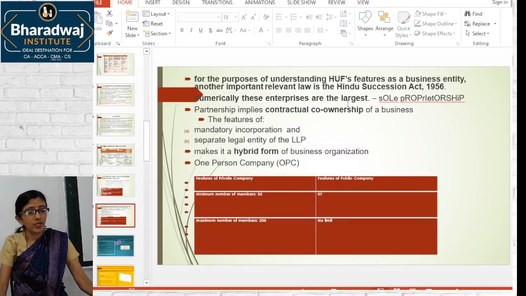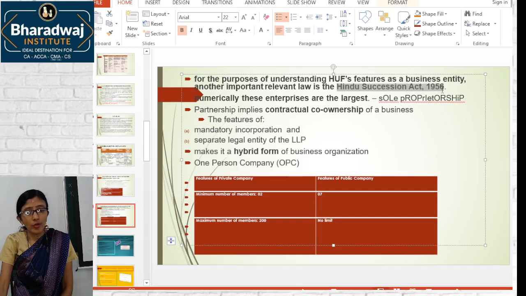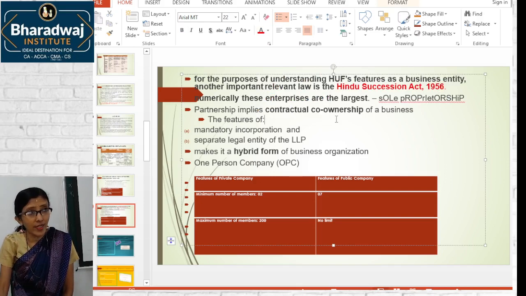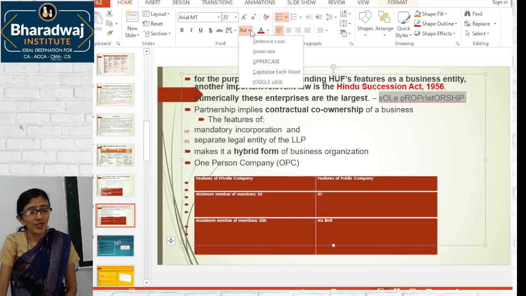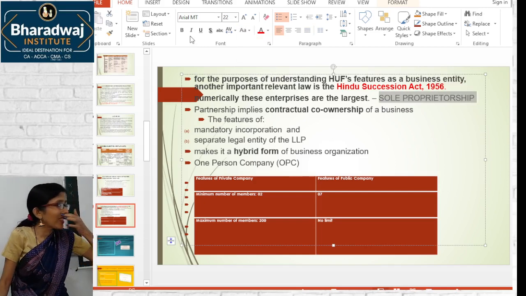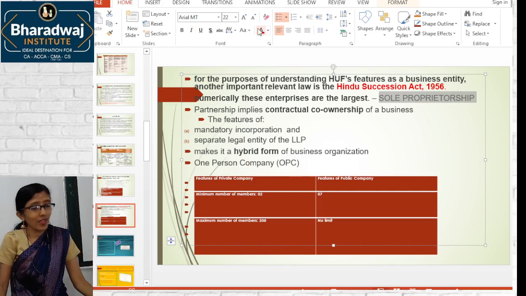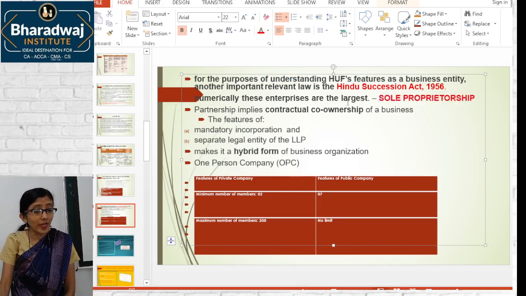So the answer key is released. Look at this. Hindu Succession Act 1956. How many of you were able to give this? Hindu Succession Act 1956 with the year. Numerically, the largest are sole proprietorships. They are derogatorily called local shops and things like that, but they are an important source of employment and largest in number. You would not have expected that. They are very small entities.